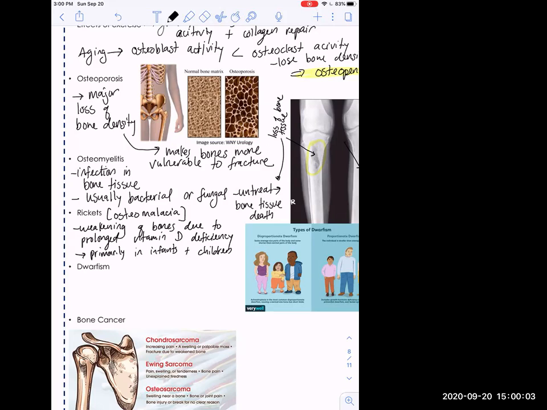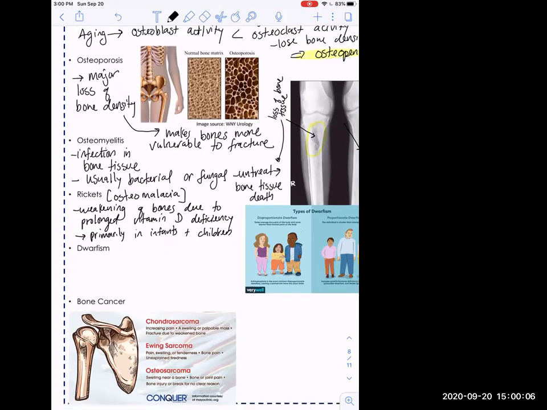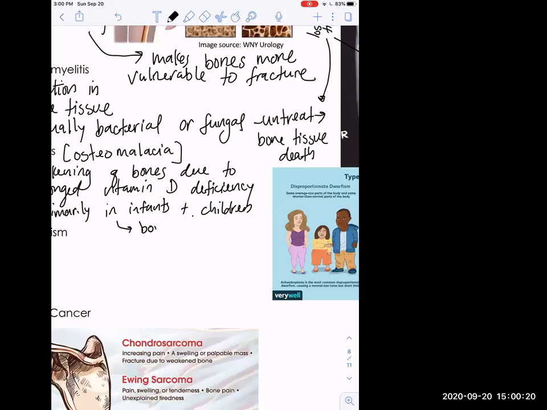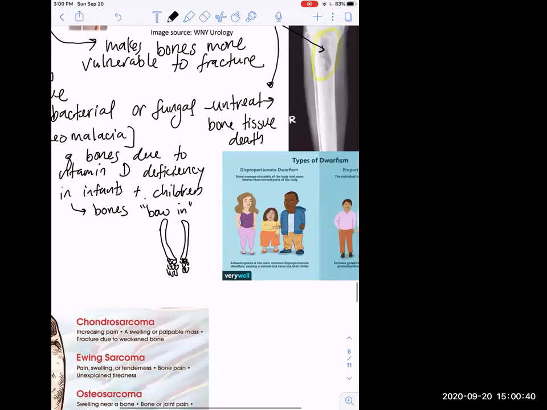And if we were to think about what this would look like, I should have put an x-ray in here, but usually what happens is it causes the bones to almost bow. Bones can bow in, where your bones can look like this. I'm trying to draw feet. You know what I'm trying to do. They look like this instead of being normal and straight.